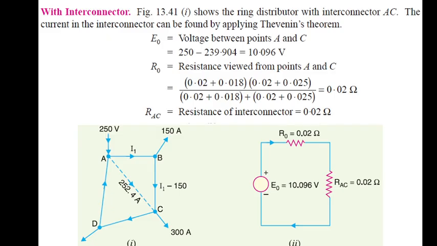the open circuit voltage between points A and C should be calculated as E0. This is the open voltage between A and C. So 250 minus 239.904 is equal to this one, based on the difference between their previously determined voltages. Then the equivalent resistance R0 seen between points A and C is obtained by combining the resistance of the two possible paths between these two points.